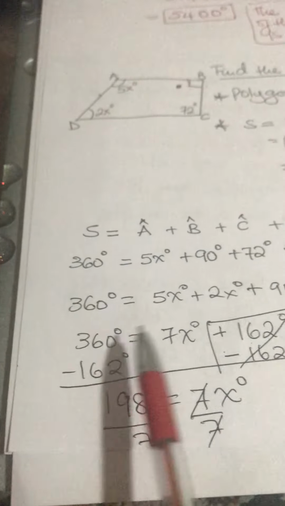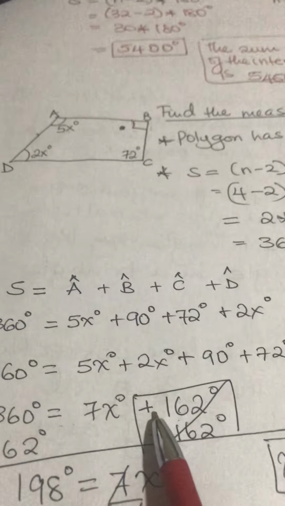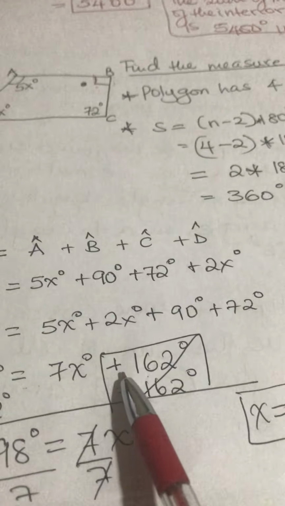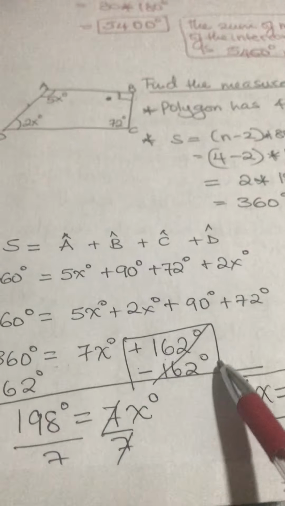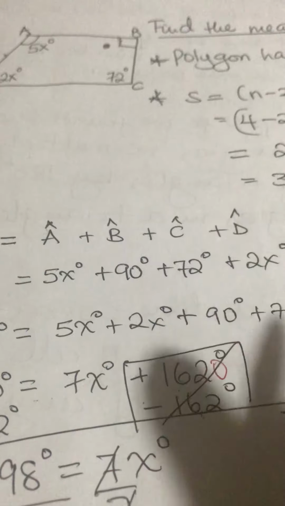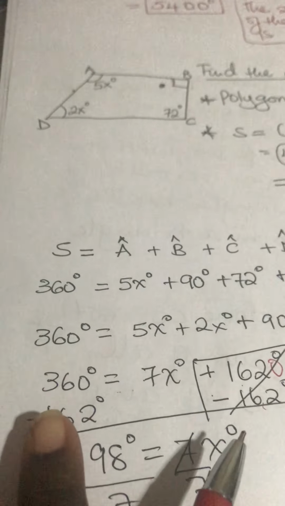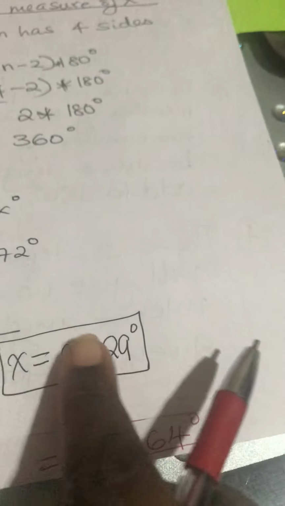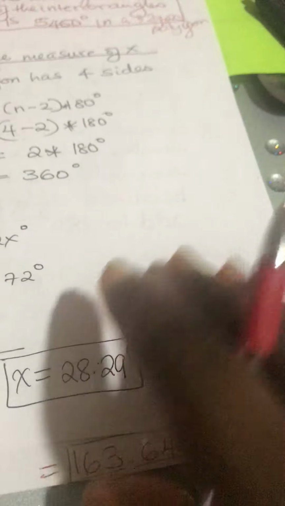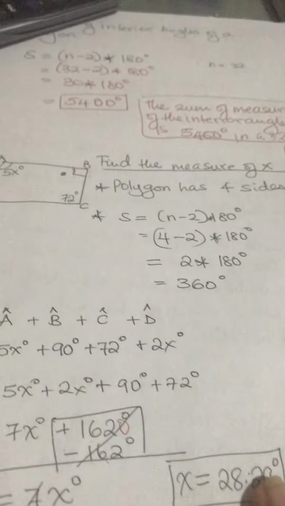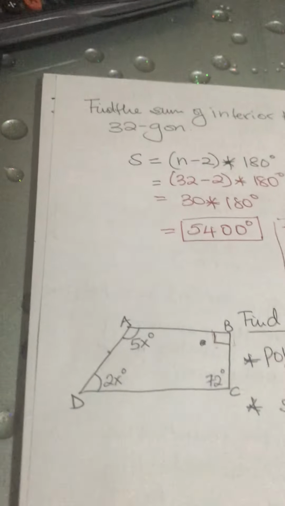360. 162 and 360 are friends. 162 is positive. It has to move to the left. I will subtract it, because it's positive, I do the opposite. This becomes 0 because of additive inverse. So when I subtract here, I got 198. I divided by 7 on both sides to get x. I found x to be this. I rounded my answer to the nearest hundredth. Okay? And that is how I found x in this question.